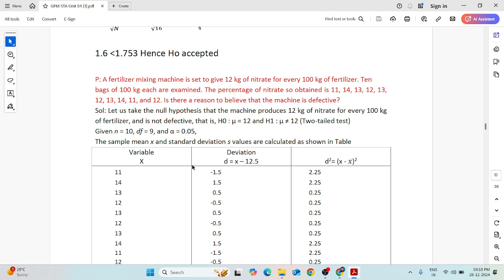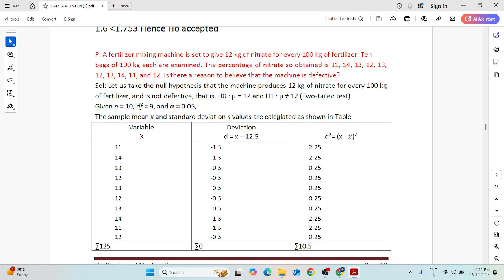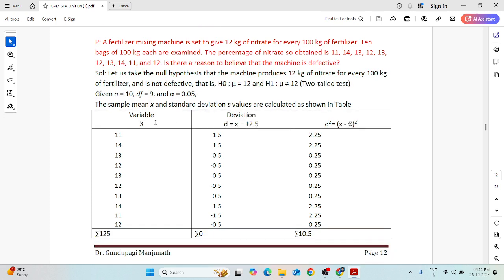So here in this particular problem, though it is a two-tail test, he has not given the deviations, actually the variance or standard deviation. If you observe what he has given, n is given, degree of freedom is there, alpha is there, but standard deviation is not there, mean is not there. So we have to calculate the mean as well as the standard deviation.